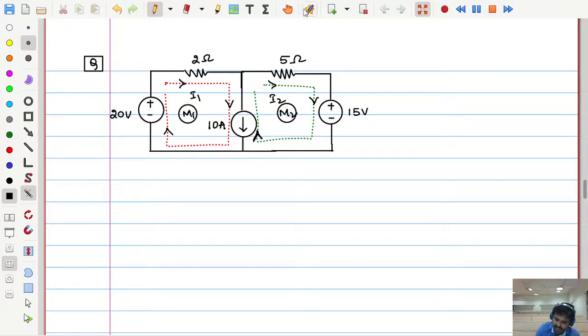Now you start writing the KVL. Don't think anything else as of now. Later on I will tell you where to think. KVL for mesh 1. What will I do? 2I1. Fine, what will be the next term? If this term is known, I can write the remaining thing, minus 20, equal to 0. But what is the complexity involved over here?